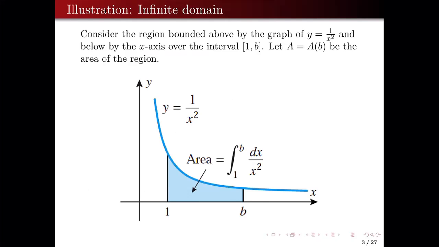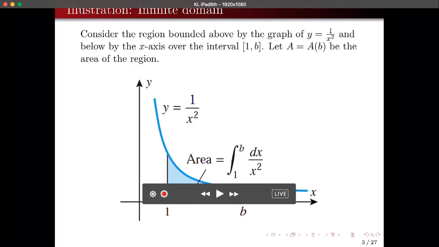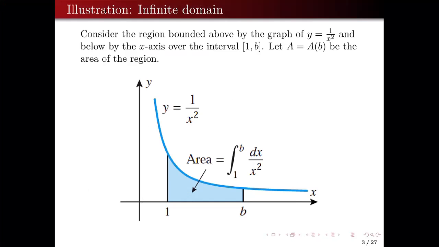Let us consider the region bounded by the graph of y equals 1 over x squared, and below by the x-axis over the interval [1,b]. So this is the graph of y equals 1 over x squared, and then we have this region here. We let A, which is A of b, be the area of the region. This area is just the definite integral of dx over x squared from 1 up to b.